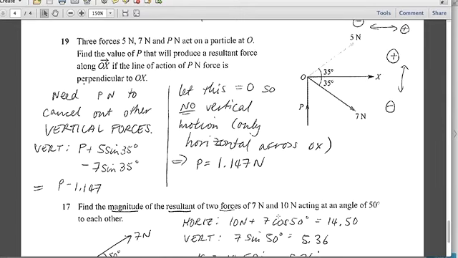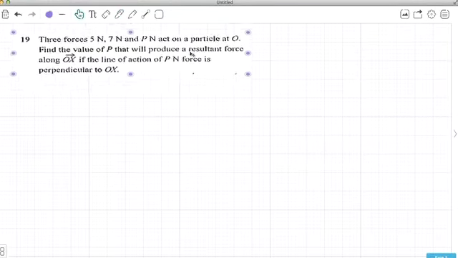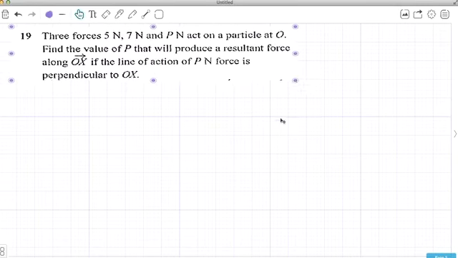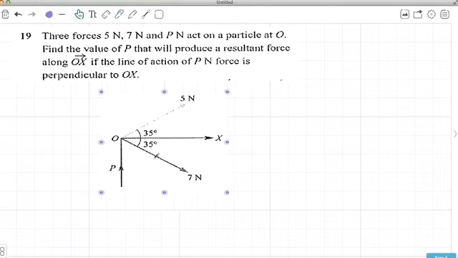This one to finish off, I will do this whole one because it is a little bit awkward, the wording. So we've got 3 forces, 5 newtons, 7 newtons, and P that are acting on a particle at O. Find the value of P that will produce a resultant force along O to X if the line of action of P newtons is perpendicular to O to X. So there's a lot going on, and you can see that they've actually given you a diagram because it's just a lot happening. So let's have a look.